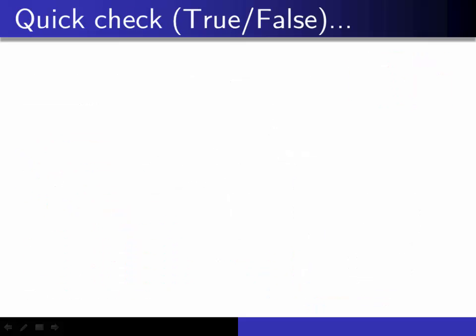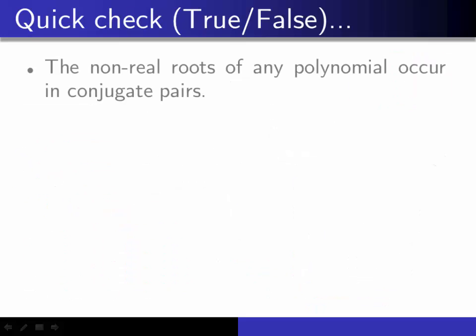Okay, so quick check. Is it necessarily true that the non-real roots of any polynomial must occur in conjugate pairs? True or false? If you're already rusty, turn back to your previous few pages on this section. Conjugate root theorem. Tell me whether this statement is true or false.